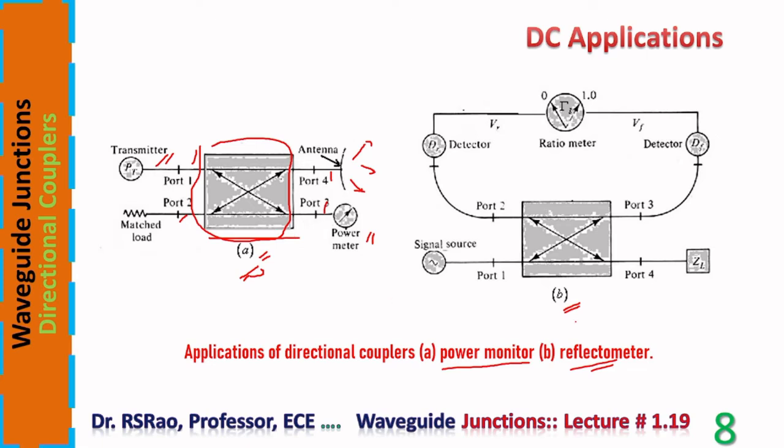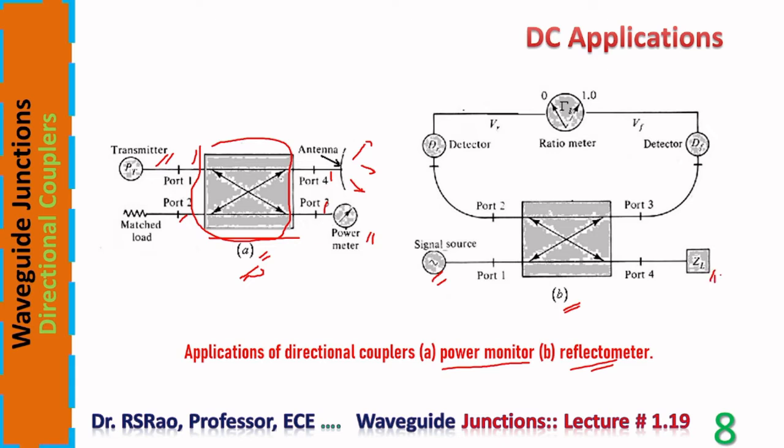Let us move to another application. The setup pertaining to this application is shown in the figure under B. The purpose of this arrangement is to find the reflection coefficient. Only the magnitude can be determined with this setup. The signal source is connected to port 1, the load is connected to port 4.